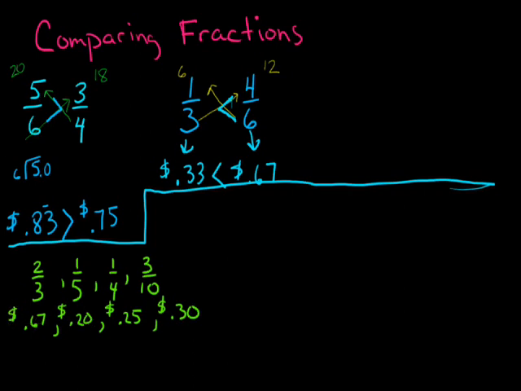Now it's really easy to put them in order from least to greatest. So what's the smallest amount of money? It's 20 cents, or 1/5. So 1/5 is the smallest fraction. What's the second smallest amount of money? 25 cents, or 1/4. Next biggest is 30 cents, which is 3/10. And then the biggest is 2/3, or 67 cents. So that was nice and easy.